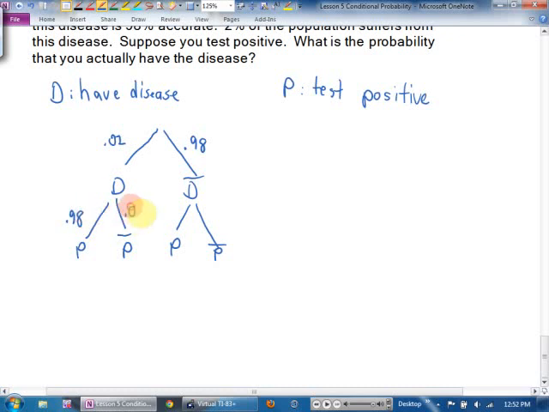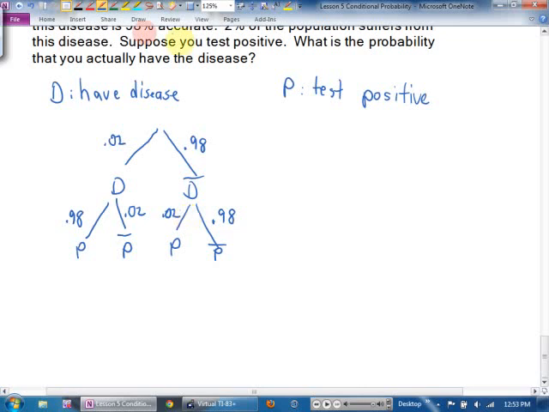Down this branch, you don't have the disease. Should you test negative or positive then? 98% of the time, you should test negative. 2% of the time, you should test positive. You get a false positive. Because no lab tests are perfect, ever. What's the given in this question? What's the suppose?